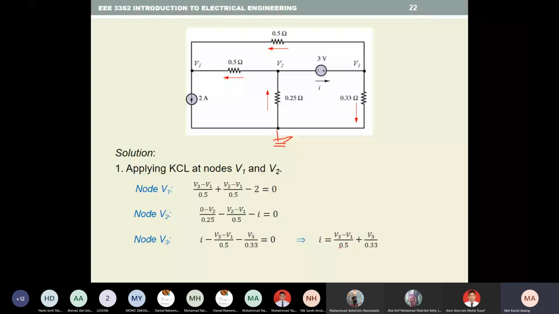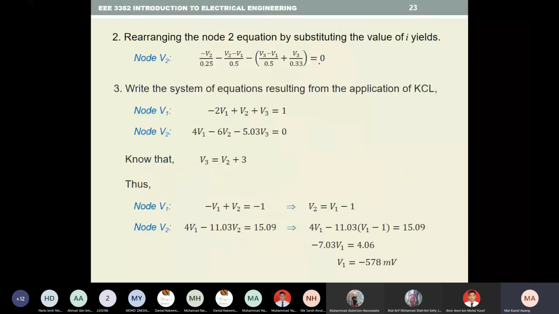So this one you can substitute into the node 2 equation. Rearrange the node 2 equation by substituting the value of I just now. You get this: minus V2 divided by 0.25 minus V2 minus V1 over 0.5 minus V3 minus V1 over 0.5 plus V3 over 0.33 equal to 0. So you write the system of equations resulting from the application of KCL. So at node 1, just now you rewrite, you get minus 2 V1 plus V2 plus V3 equal to 1.